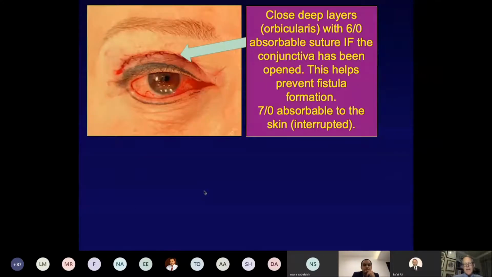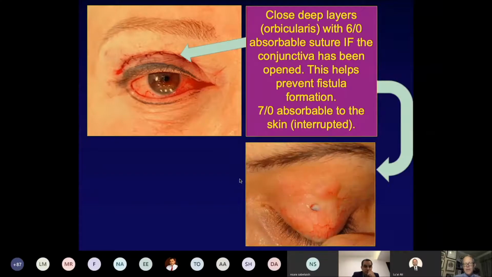All right. Now, here's the secret. If you do open the conjunctiva, and if you only close the skin, one thing can happen that you don't want. You get a patient who complains of a watery eye afterwards. They don't really have a watery eye. They have a hole because you did not close the orbicularis separately. So if you open the conjunctiva, great. But if you open the conj, close the orbicularis in layers, and then close the skin. Otherwise, occasionally, you'll get this annoying complication.